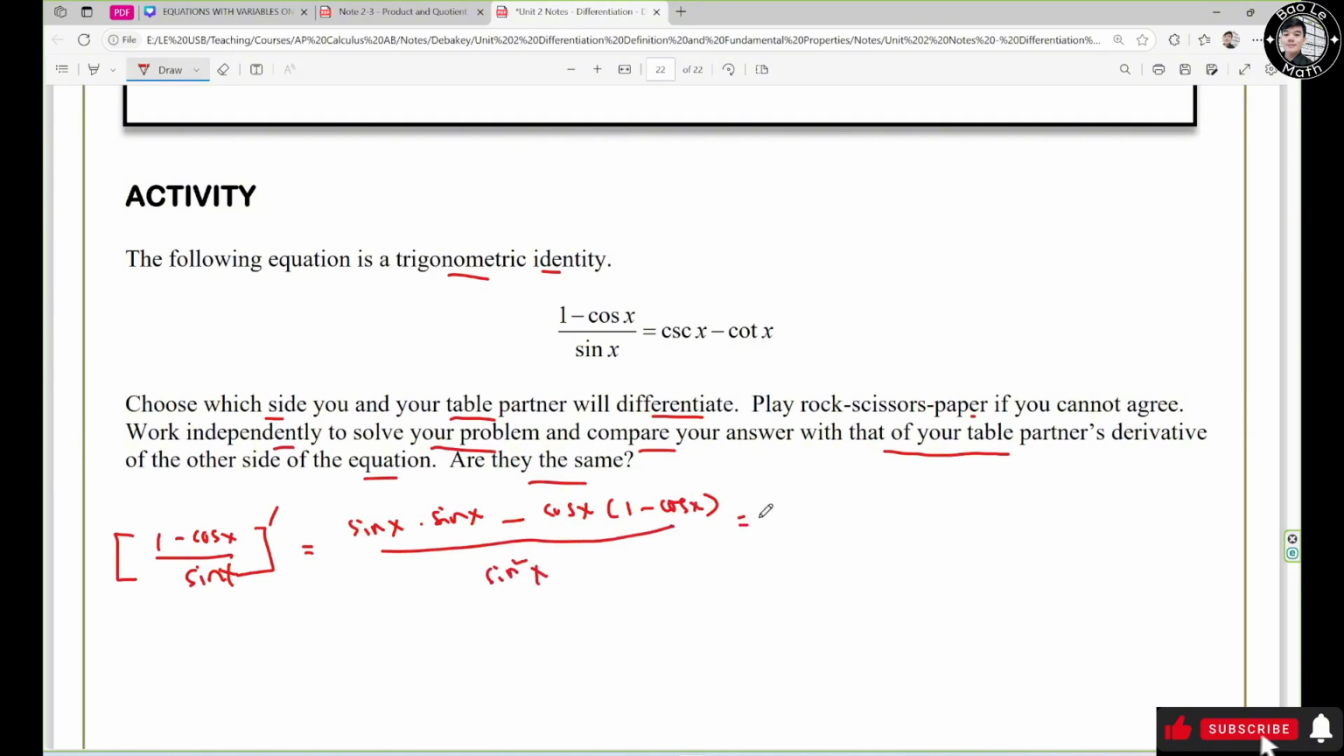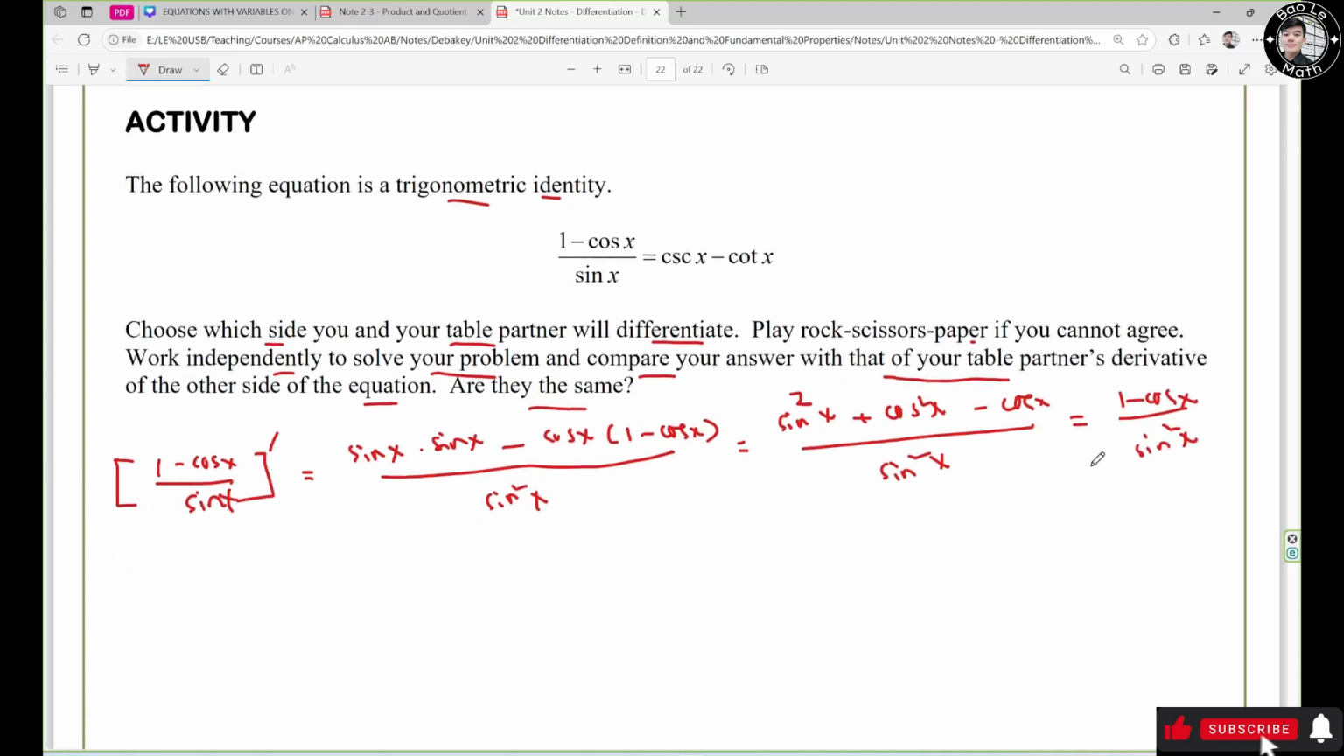Now I'm going to simplify this one. It's going to be sine squared of s. Negative cosine times negative cosine is going to be plus cosine squared of s. And then negative cosine times 1 is going to be negative cosine s, over sine squared of s. So sine squared plus cosine squared of s equals 1. So I'll get (1 minus cosine s) over sine squared of s. I leave it over there.